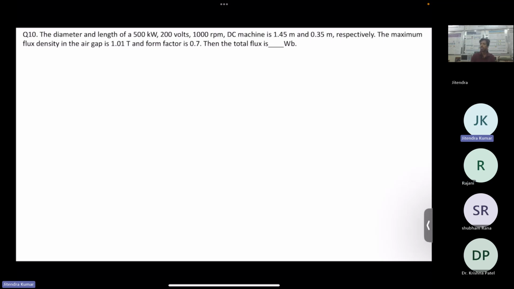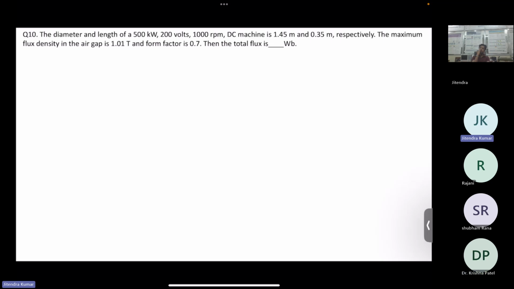Okay. So the diameter and length of the machine are given. Power is given. Voltage is given. RPM is given. So maximum flux density in the air gap. It is not electric and magnetic loading anymore, it is maximum flux density. For the EMF, we have to use the equation.